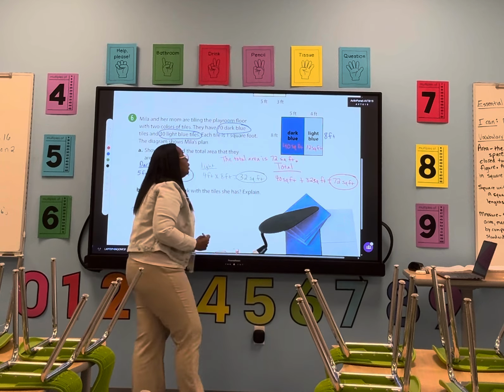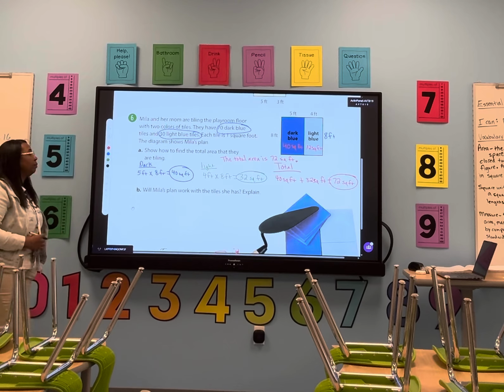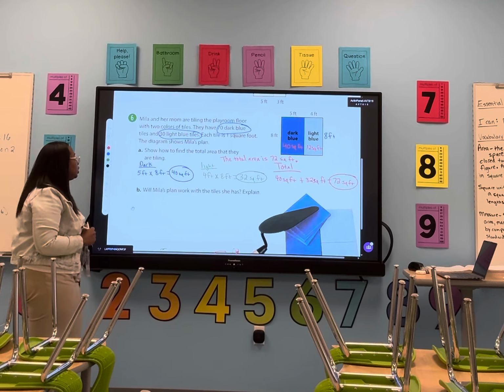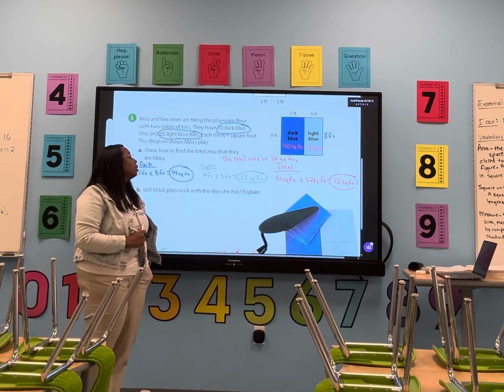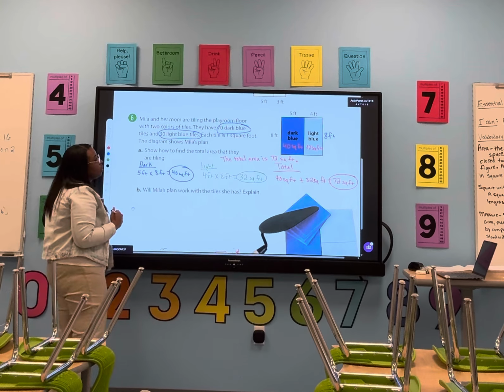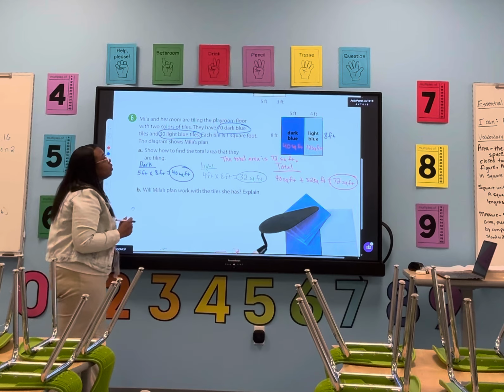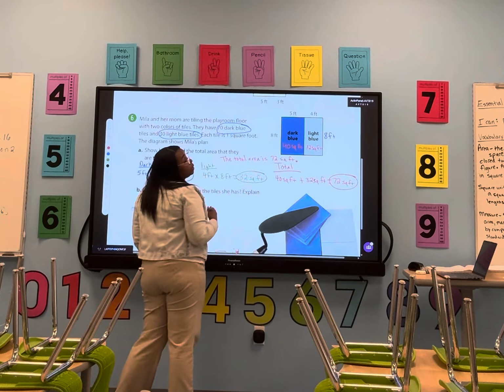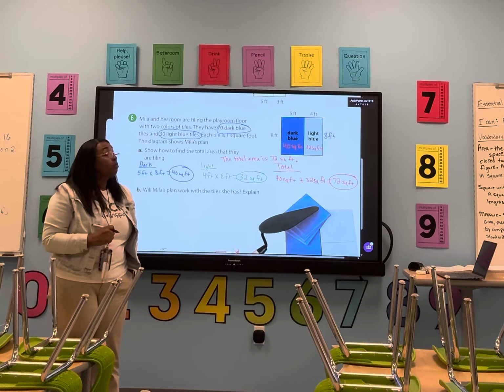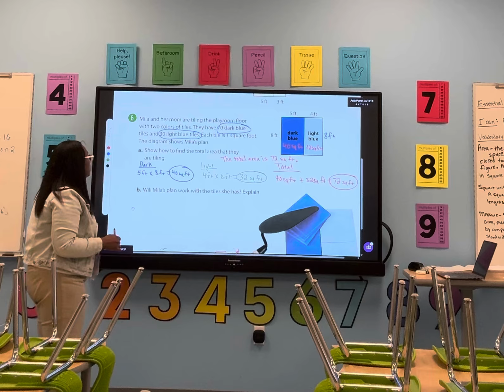All right. So let's go ahead and go to B. B says, will Mila's plan work with the tile she has? Explain. So let's go back to our story, because they say she has 70 dark blue tiles. Well, according to the floor, Mila needs 40 of those. So that means Mila will definitely have enough dark blue tiles.